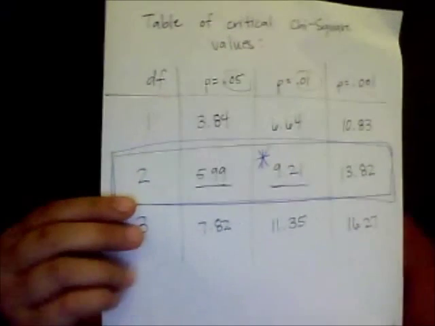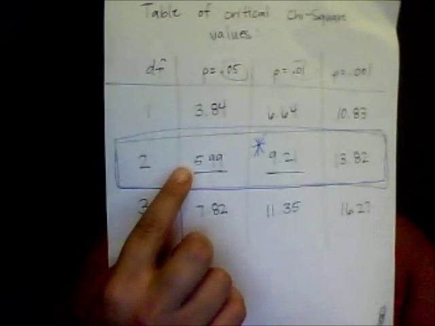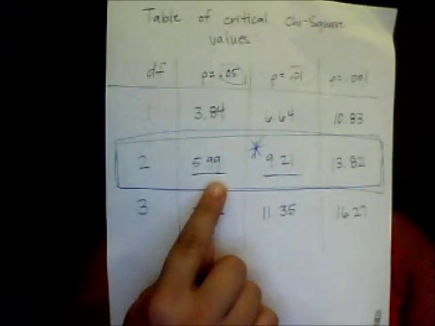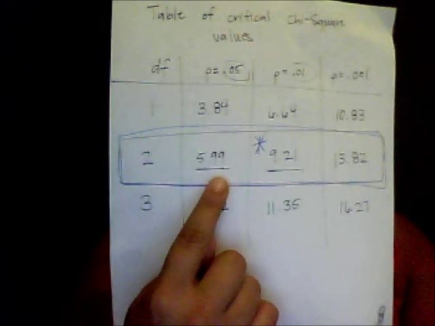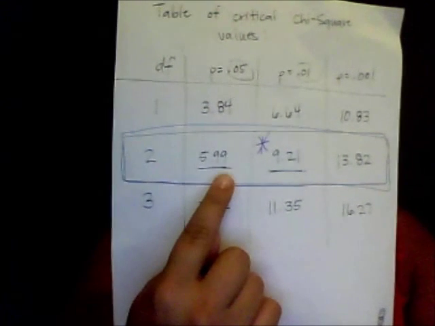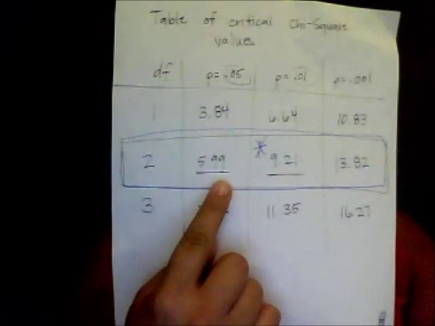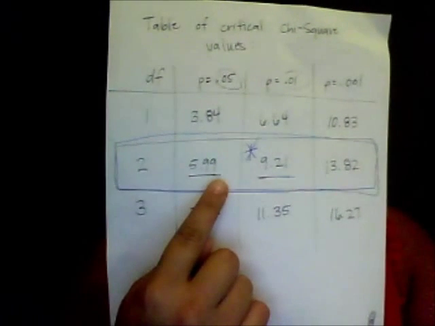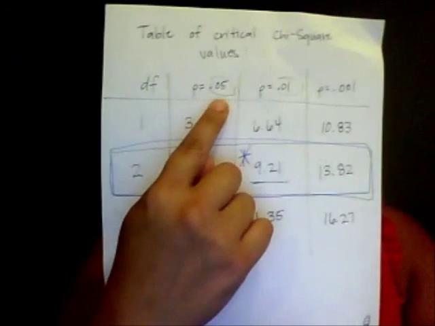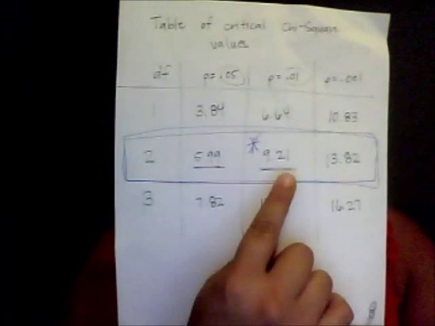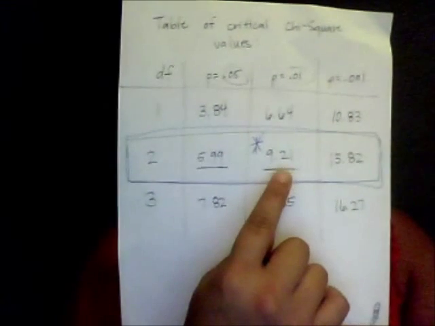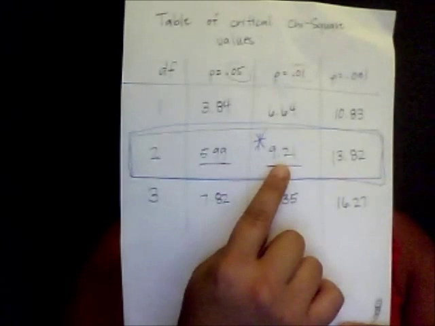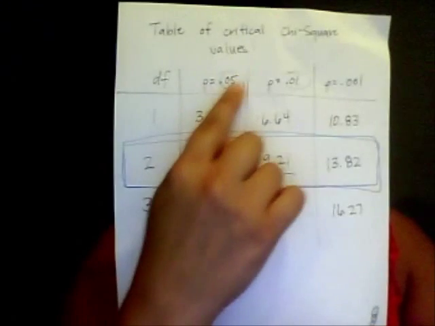So if we move along the chart, we start by comparing our H of 7.27 to 5.99. With 2 degrees of freedom, a chi-square value as large as 5.99 is likely to occur by chance only 5 times in 100. So our obtained value of 7.27 is larger, so we're going to keep moving. Our H will occur by chance with a probability of less than 5 in 100.